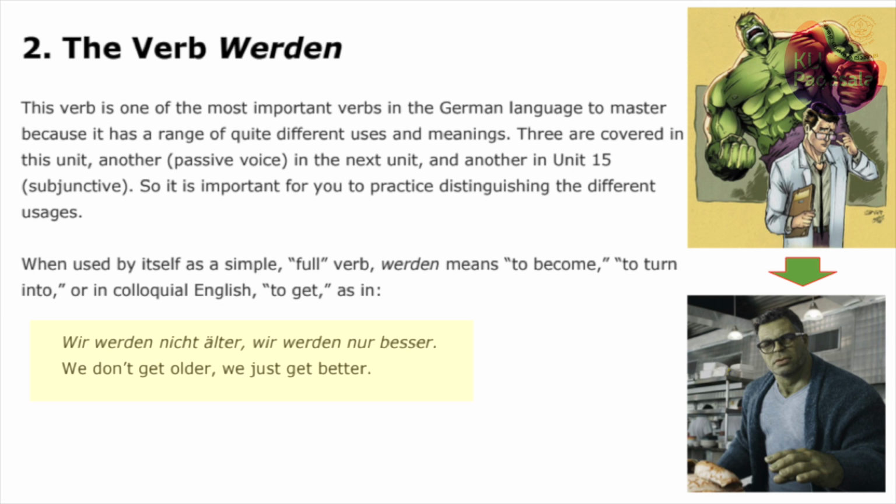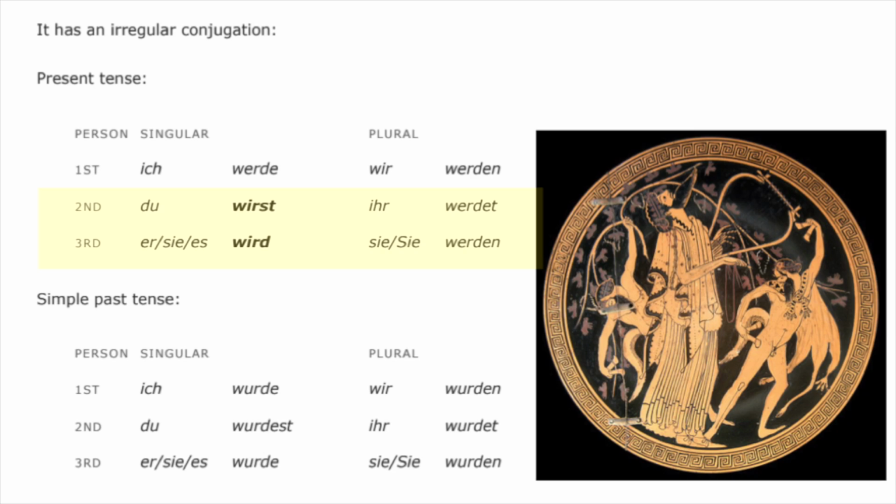And therefore we can use it on its own in phrases like wir werden nicht älter, wir werden nur besser. We don't become older, we just become better. So in this case, wir werden is simply talking about the becoming as a standalone verb without any help from any other. Now, werden is, of course, irregular in the sense that the du and er/sie/es forms will differ in their vowel sound within the stem from the other forms, and will therefore have to learn these systematically.